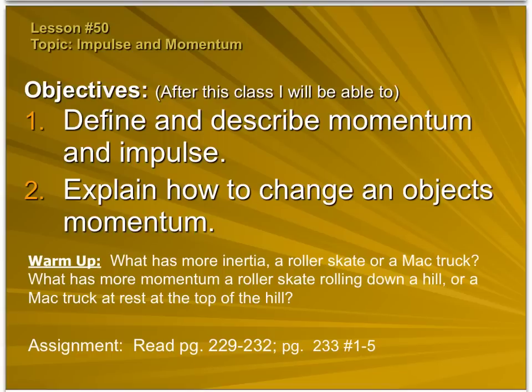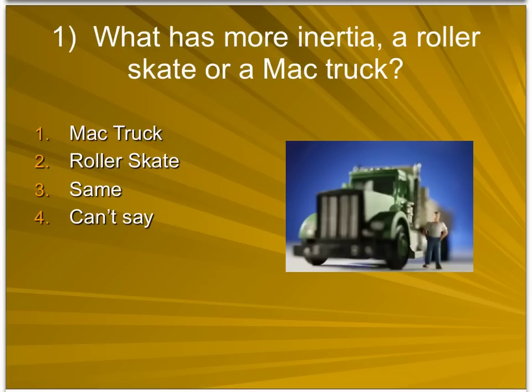Two questions that I want you to think about in the warm-up. What has more inertia, a roller skate or a Mack truck? And what has more momentum, a roller skate rolling down a hill or a Mack truck that's at rest on top of the hill? Remember, inertia can be thought of as a measure of an object's mass. And so for the first question, which one of these is more massive, a roller skate or a Mack truck? Obviously, the Mack truck is going to have more mass and therefore more inertia.